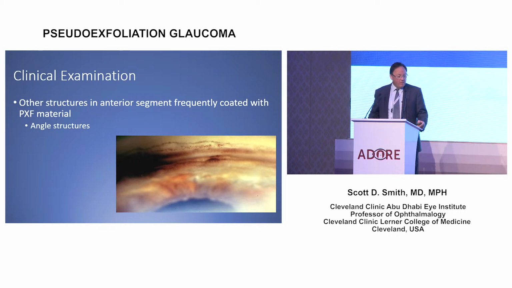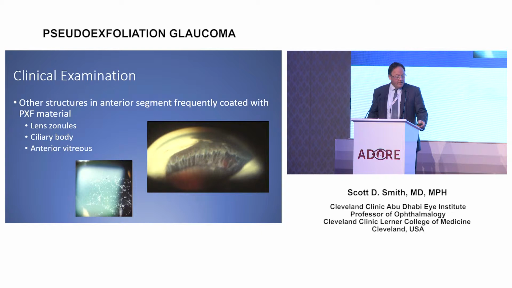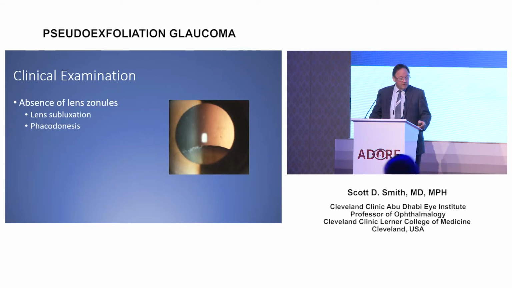In this angle image, for example, you can see Schwalbe's line covered with this somewhat pigmented material in addition to the accumulation within the trabecular meshwork. And after dilation, one can often see it on the ciliary body in patients where there's a peripheral iridectomy, and it can also be seen sometimes adherent to vitreous strands in the anterior vitreous.